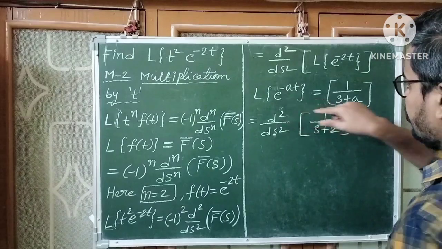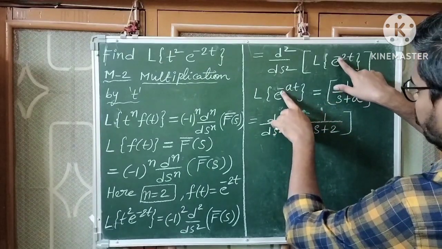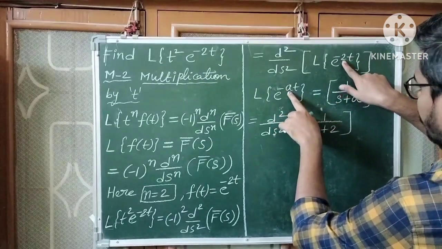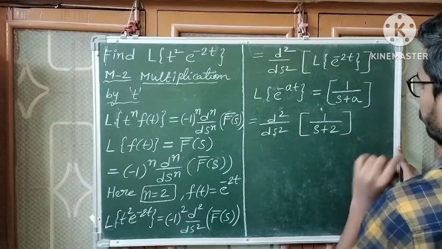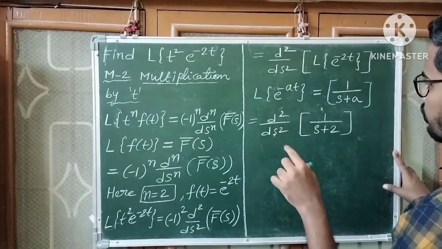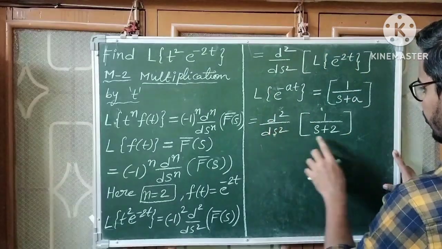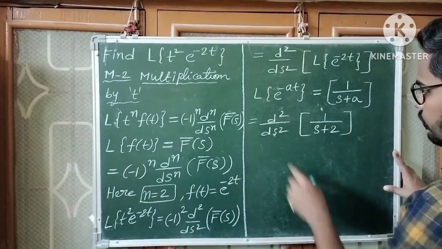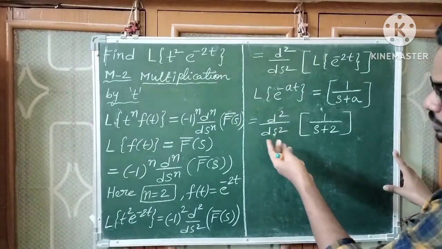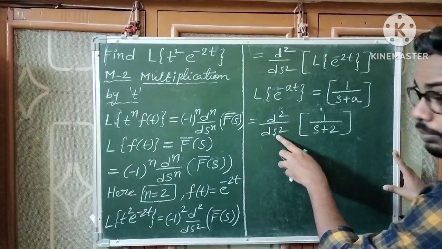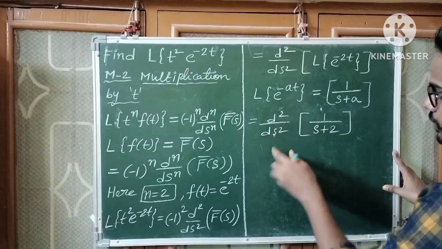Now, the negative sign is common. In place of a we have 2, so a is equal to 2. Now we need d square by ds square of 1 by s plus 2. So we have to find the double derivative. Here we have the double derivative, d square by ds square.